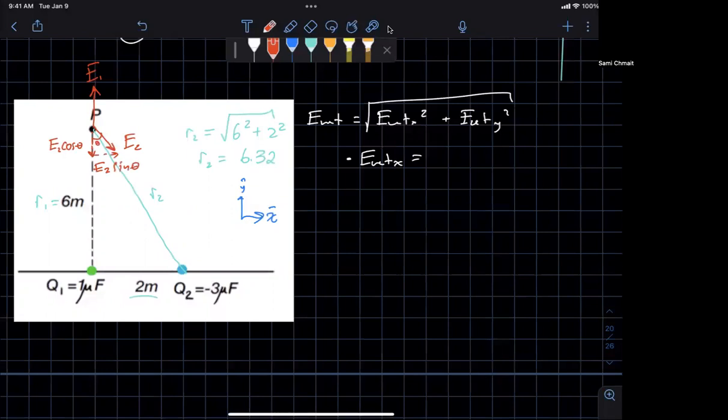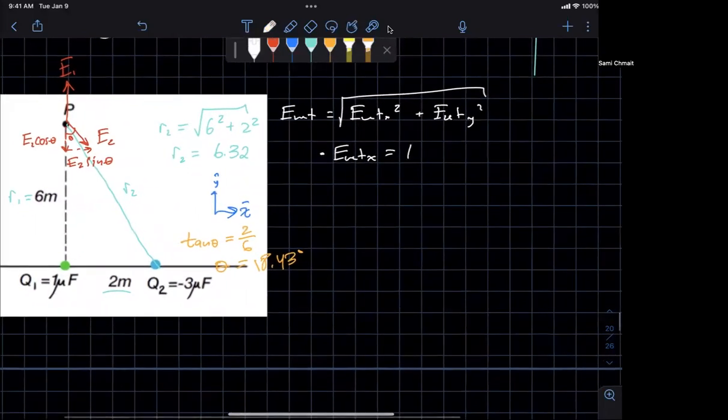Okay. And then just to find theta right away, we can just say tan theta. We're just going to look at that opposite over the adjacent. Theta is equal to 18.43 degrees. So this should be pretty much review from last semester.